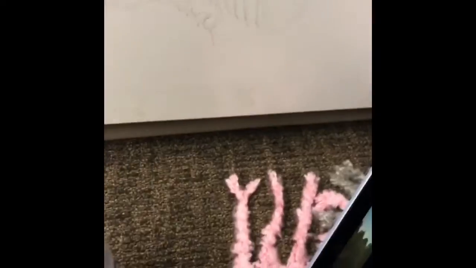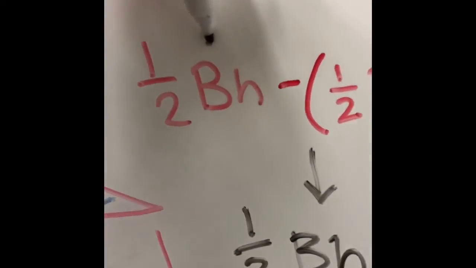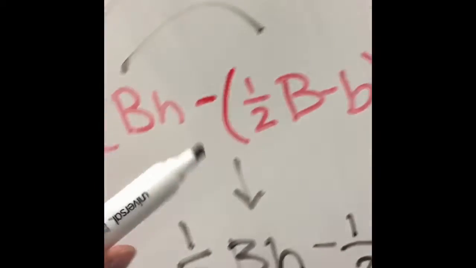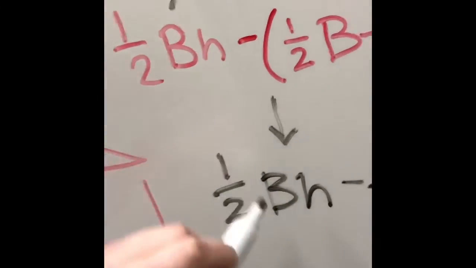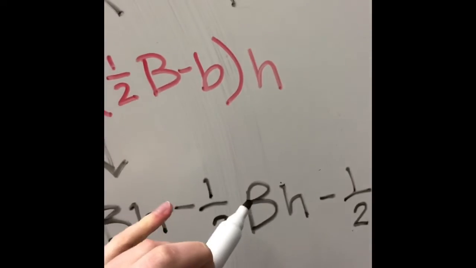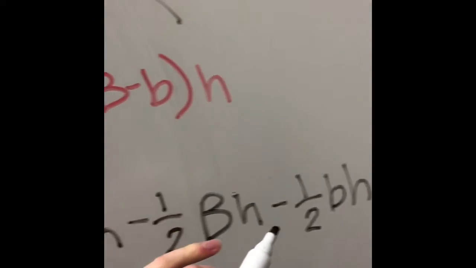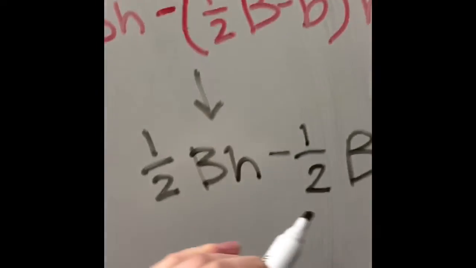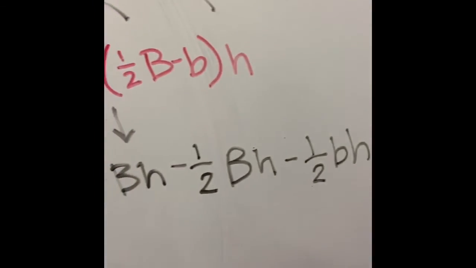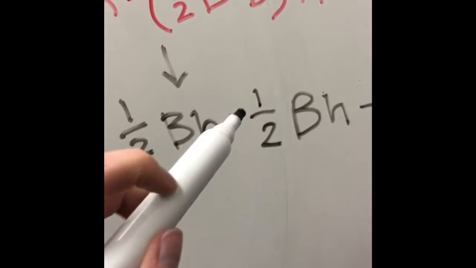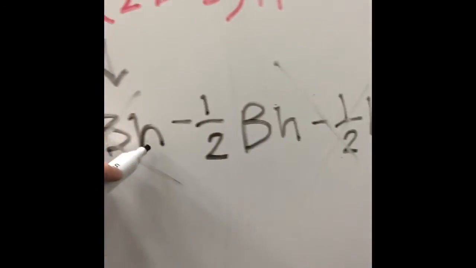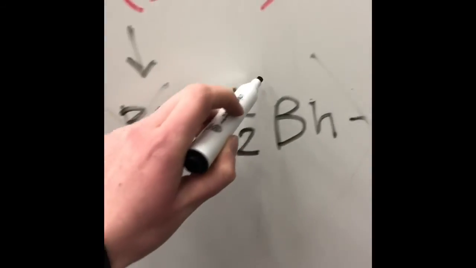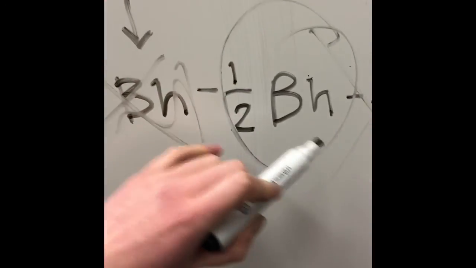And in order to find that, we are going to distribute. And here we end up with 1/2 big B times height minus 1/2 big B times height plus 1/2 little b times height. And as you can see, we are then just left with 1/2 base times height, because those two cancel out. So our answer here would be 1/2 base times height.